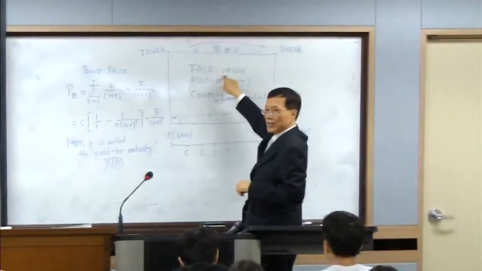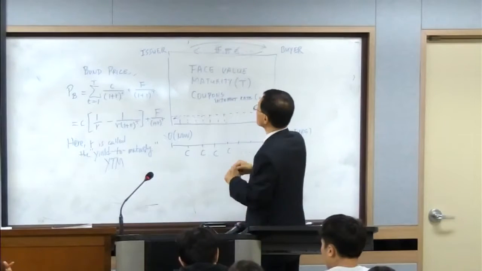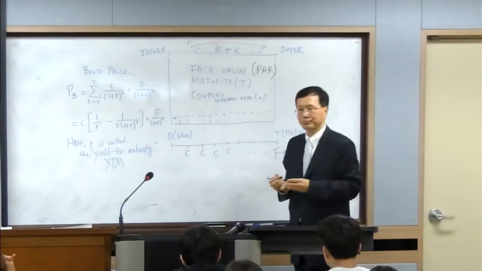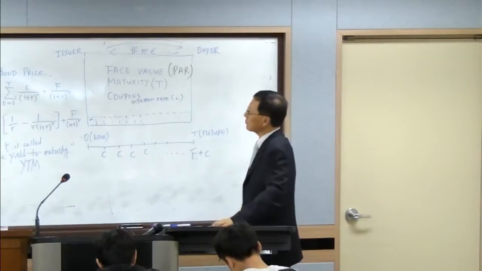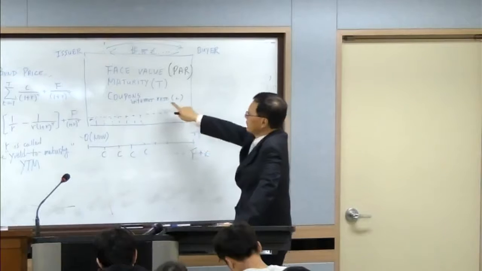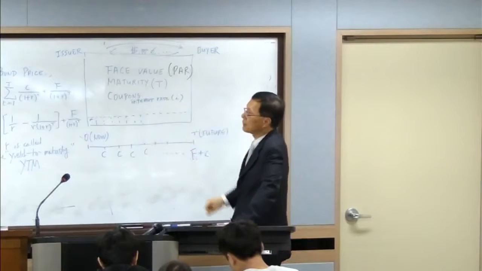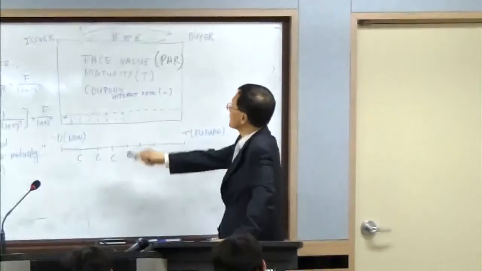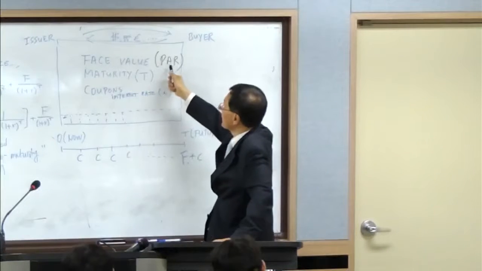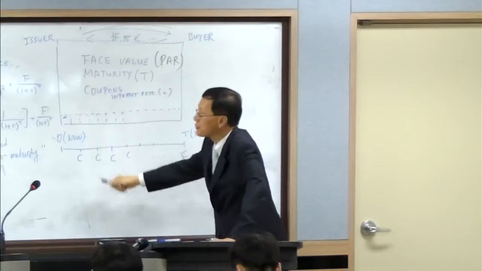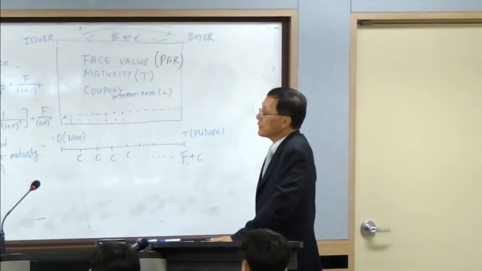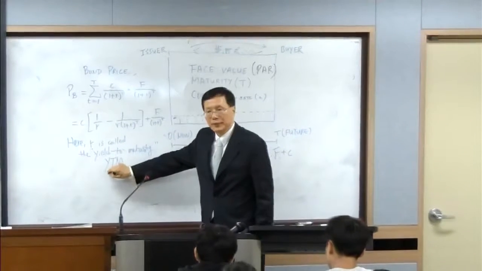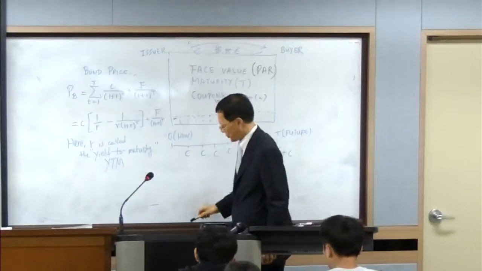Par value or face value. Face value is at times called a par value. Coupon rate or coupon interest rate. Coupon payment, C: coupon rate times par value will give you C. Maturity date and yield to maturity. And more on yield to maturity soon.